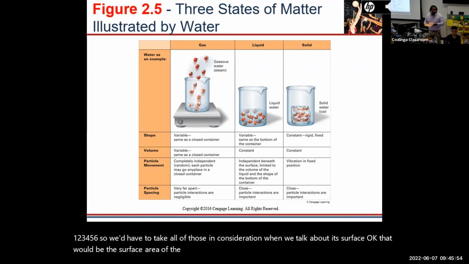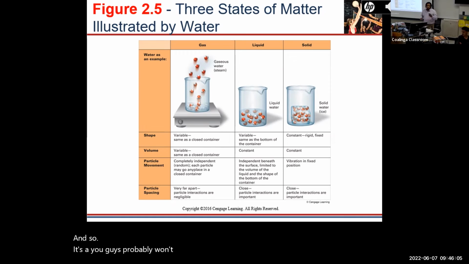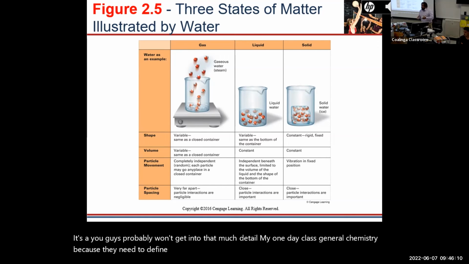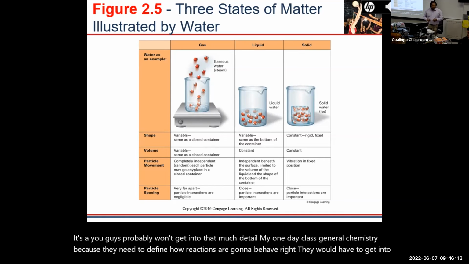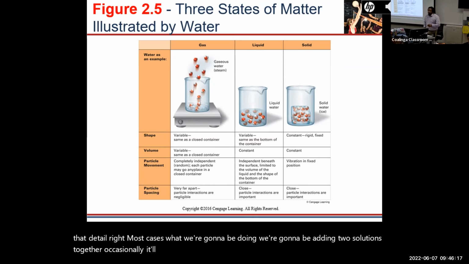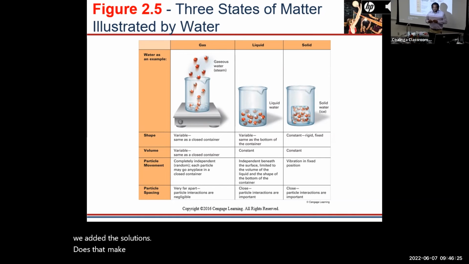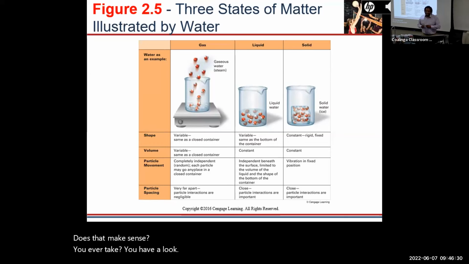So what we do is we add up all of the surface areas, right? You guys probably won't get into that much detail in my 1A class, general chemistry, because they need to define how reactions are going to behave. They would have to get into that detail. In most cases, we're going to be adding 2 solutions together. Occasionally, it'll be a metal, and you'll see that the metal will react slower than when we add the solutions. Does that make sense? Give or take? Yeah, have a look. You're thinking.